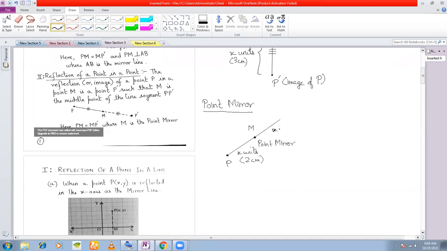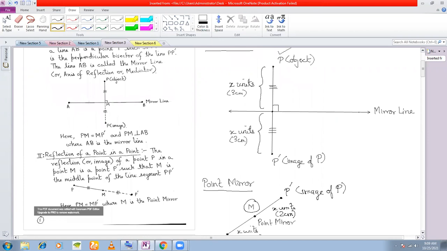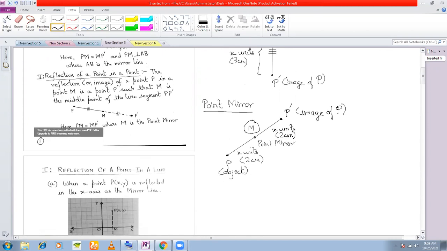So this is also x units, or for simplicity, we have taken 2 centimeters. So you have taken 2 centimeters here also, and then you get a point here. So this point is P dashed. So this is your object, and this is your image of P, where M is called the point mirror. So here you had a line mirror, and here you have a point mirror.